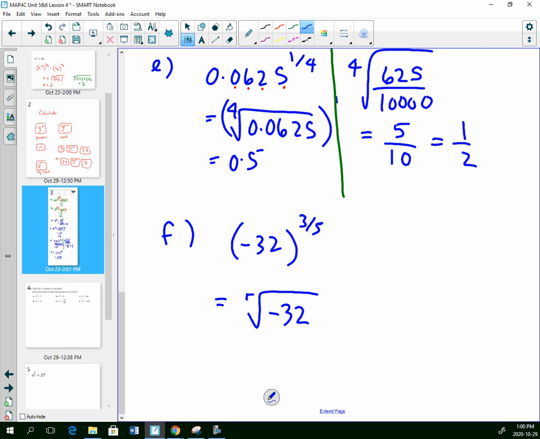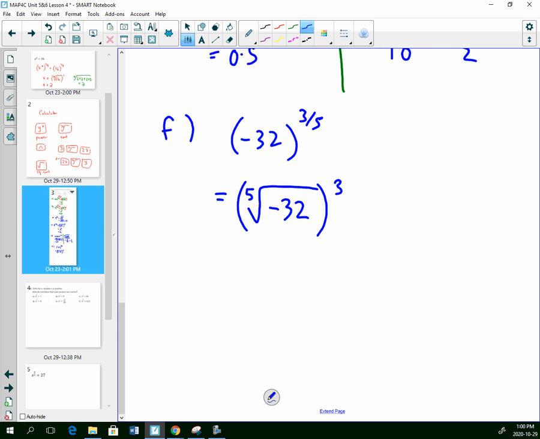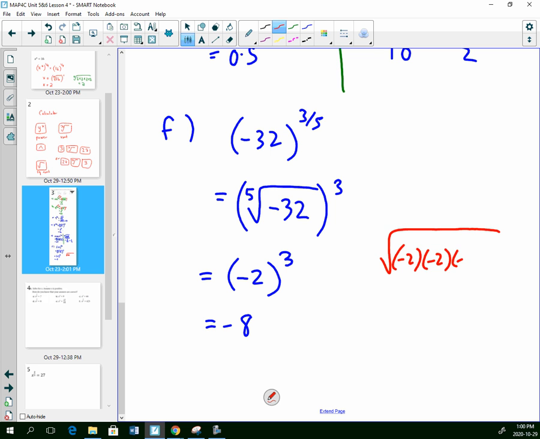And then it's the fifth root and to the power 3. Well, I can fifth root a negative number because I have an odd number, right? 5. So the fifth root of negative 32 is negative 2. So make sure that's in brackets. And then to the power 3 is negative 8. So the reason I can fifth root a negative number is because negative 32 would be 5 negative 2's. Right? So that would give me negative 32.